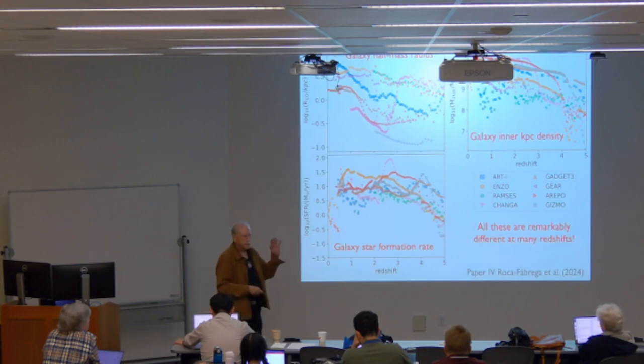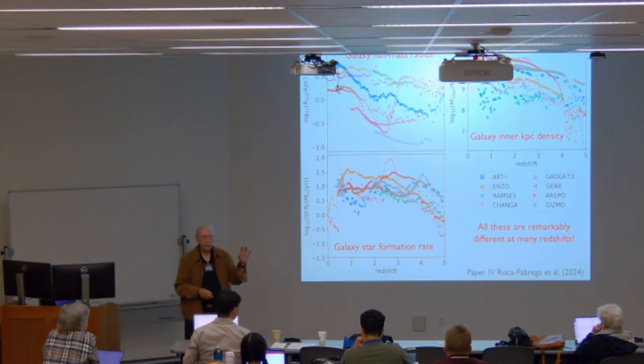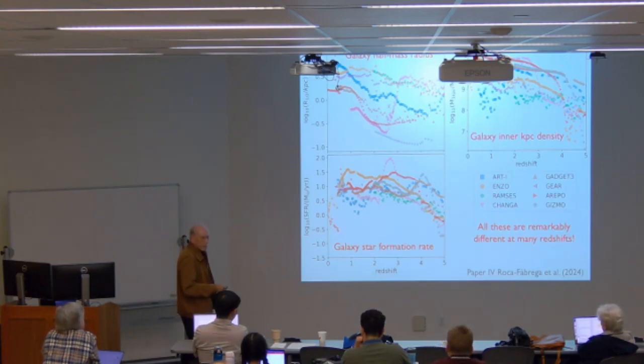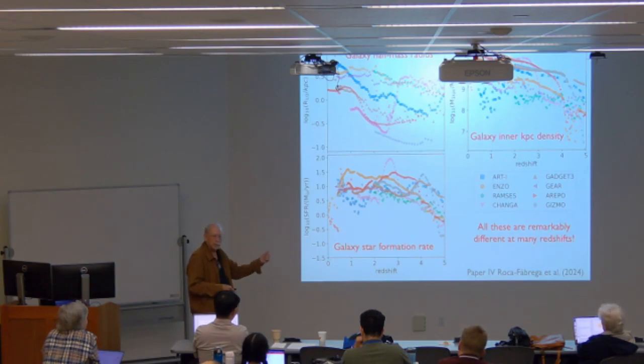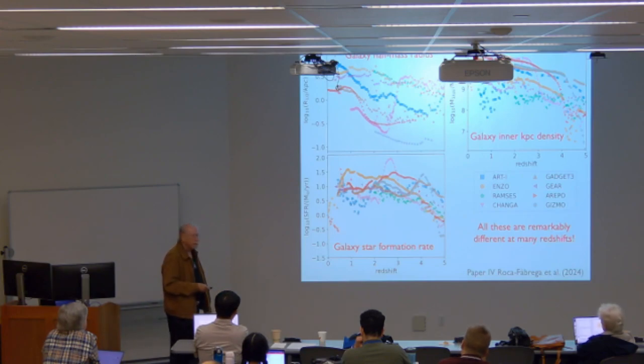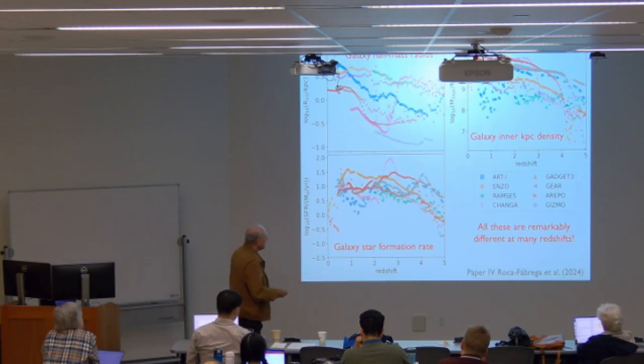I should have said that all the codes were supposed to have exactly the same physics implemented, except for one major difference: feedback. Each code group was told, use the feedback prescription that's most commonly used by people who run that kind of code. So that's what they did. And as you saw, it kept the stellar mass pretty similar. But in many other respects, these are very different simulations, very different galaxies. So all these are remarkably different at many redshifts.